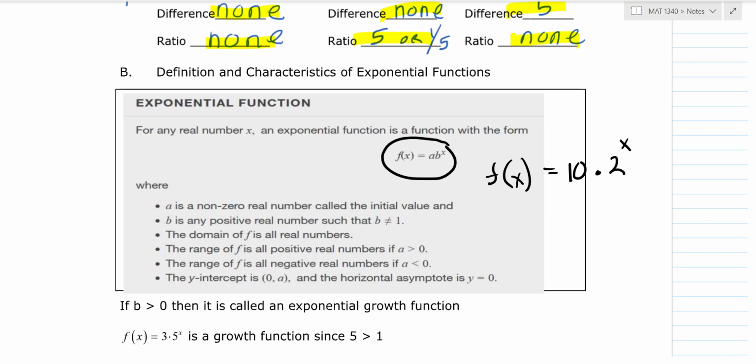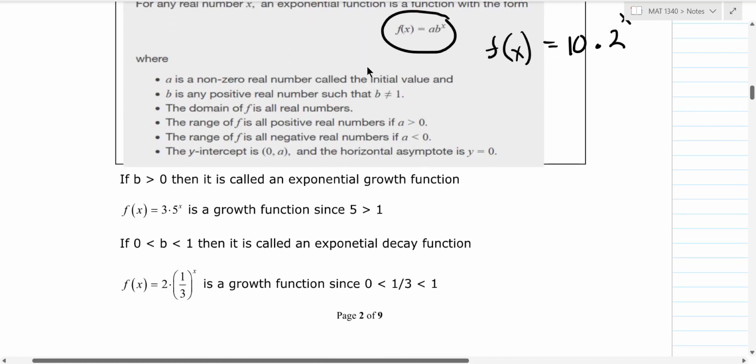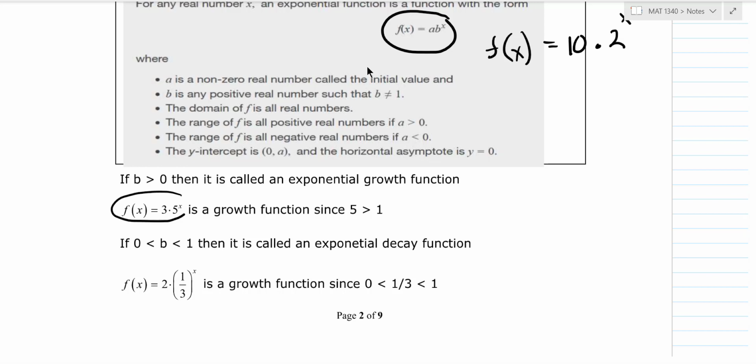So we're just going to learn how to identify these, and then we're going to talk about what we mean by a growth and a decay function, which are pretty easy to see. This function right here has that same structure, ab to the x. Notice I've got f of x equals 3 times 5 to the x. So that a is 3 and that b is 5.